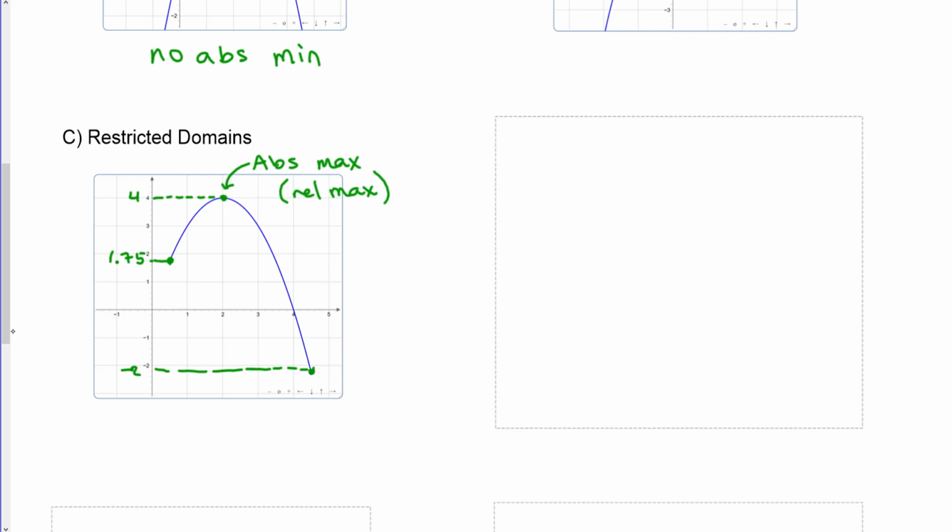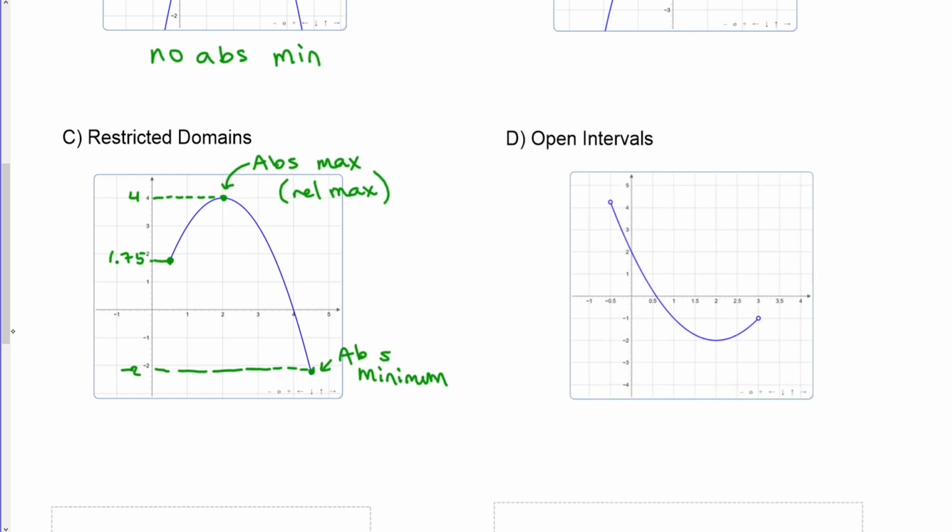The one that is the smallest overall is -2. So the absolute minimum is this point. And we're only comparing y values. Once you locate your relative extrema, you're no longer using derivatives. You're just looking at y values. All right, that was on a closed interval.